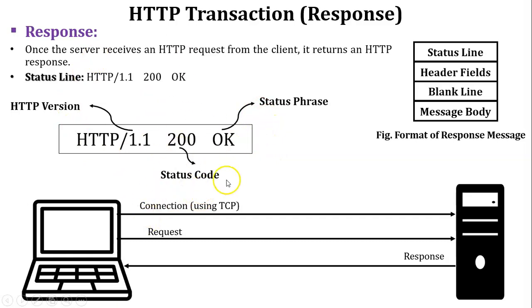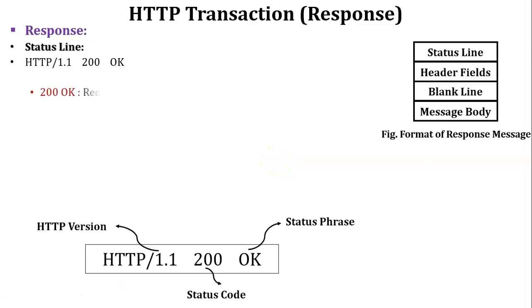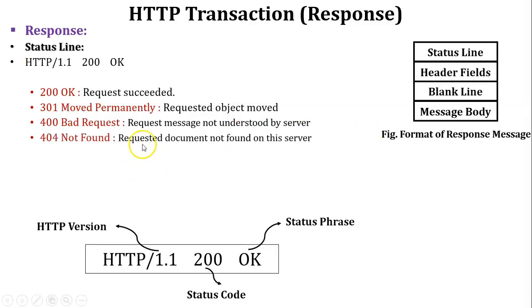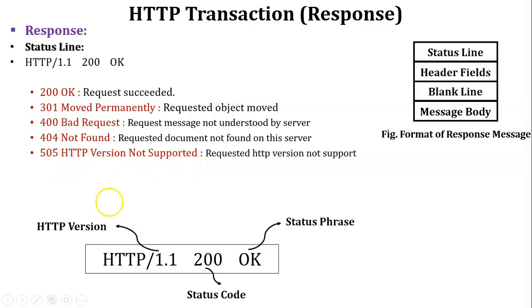Let us see the different status codes and status phrases. The first one is 200 OK. It means the request is succeeded. The next status code is 301. If 301 is written instead of 200, it means the requested object is moved. Next status code is 400. It means bad request: the request message was not understood by the server. Next status code is 404 Not Found. It means the requested document is not found on this server. Next code is 505. It means the HTTP version is not supported by the server. So these are a few examples of status codes and status phrases.